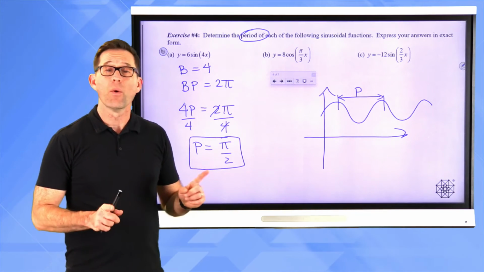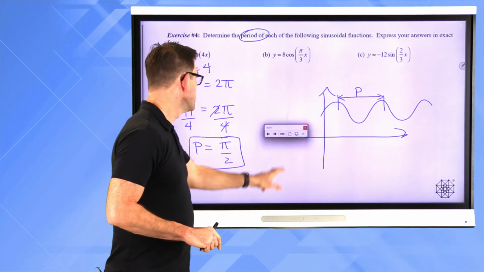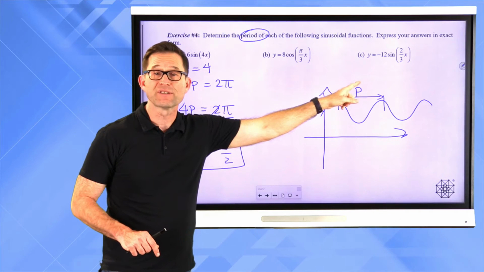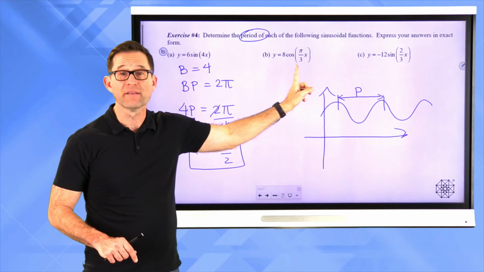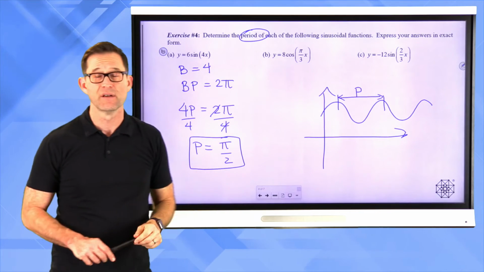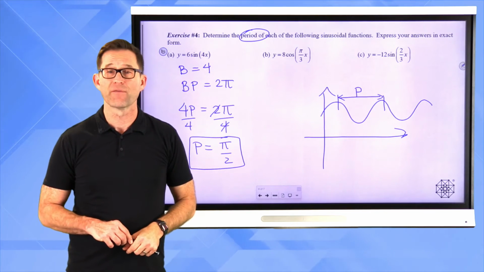All right, what I'd like you to try to do is figure out what the period is for letter B and for letter C. And again, it only depends on the frequency, which is the number that's multiplying the x. Pause the video now and try to figure those out.